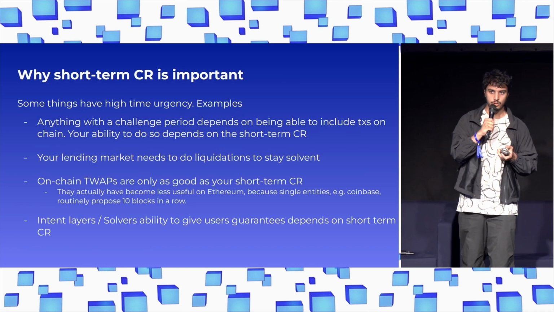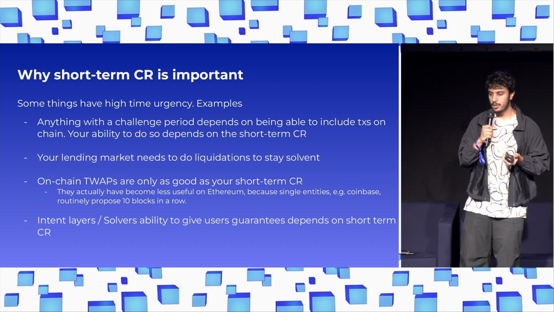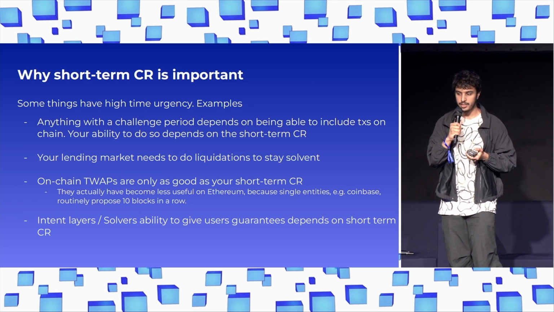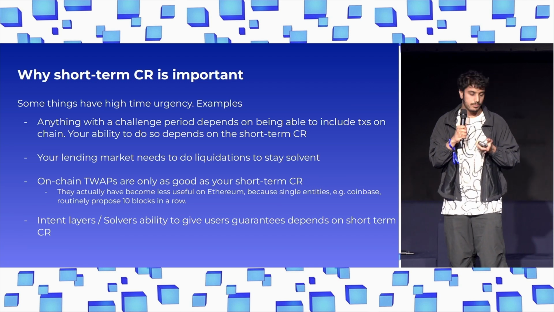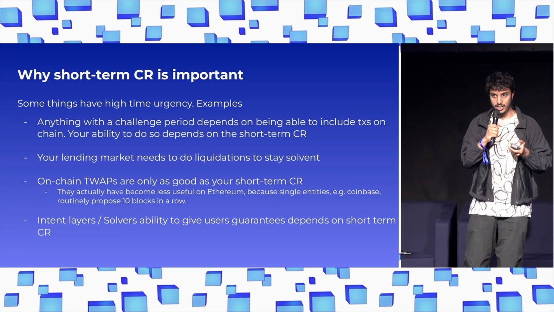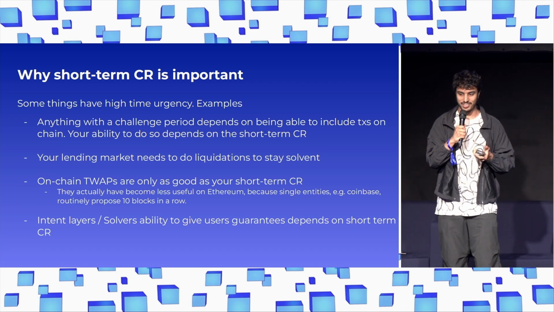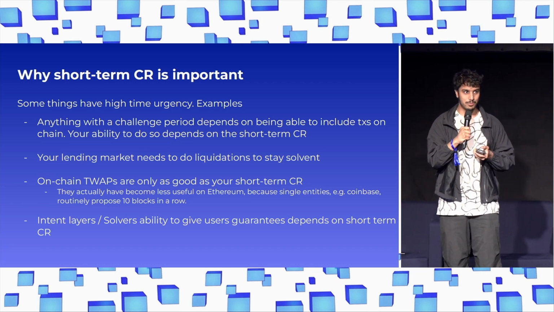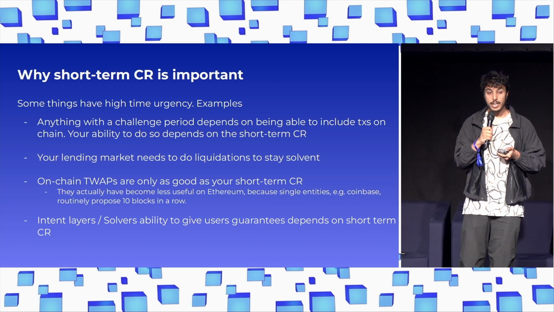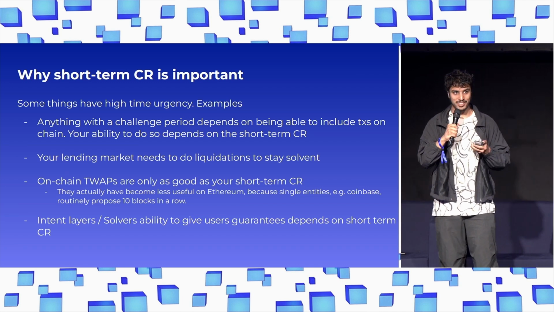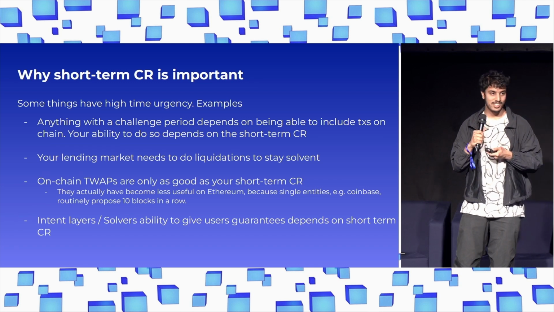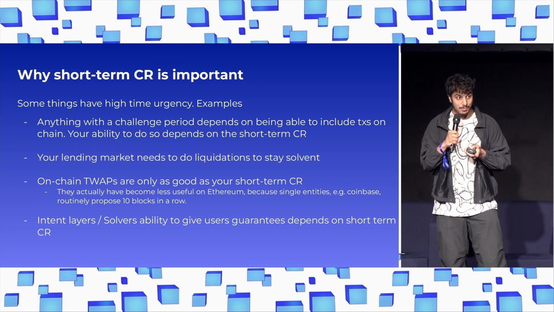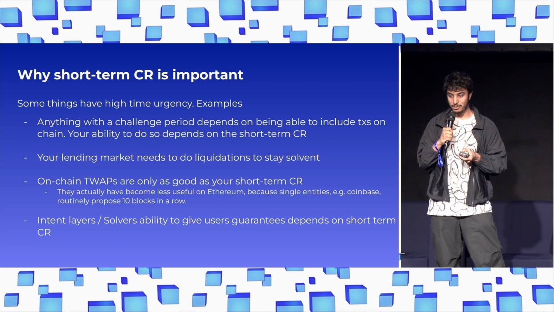Okay, so why do we care about short-term censorship resistance? Well, anything that has a challenge period depends on you being able to include transactions on chain, and being able to include transactions on chain quickly needs short-term censorship resistance. So every optimistic fraud proof needs this. If you have intent layers or mempool solving networks, and they want to give a user a guarantee that you'll settle within 5 minutes, you need this as well. Lending markets need to be sure they can get on-chain pretty quickly.